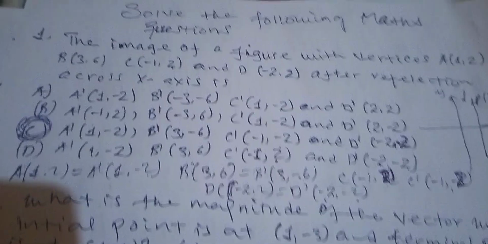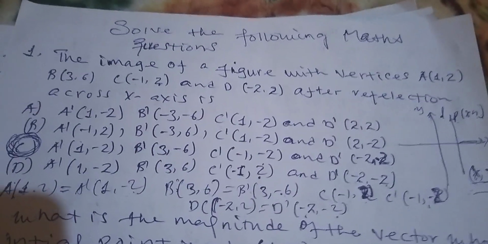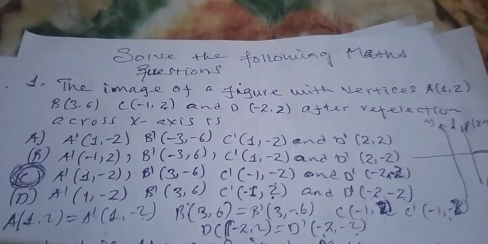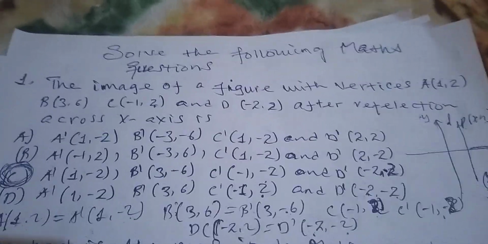The answer is C. So it means if a point is reflected along the x-axis, only y changes. If it is reflected along the y-axis, only x changes, and y remains the same. So go to question number 2.